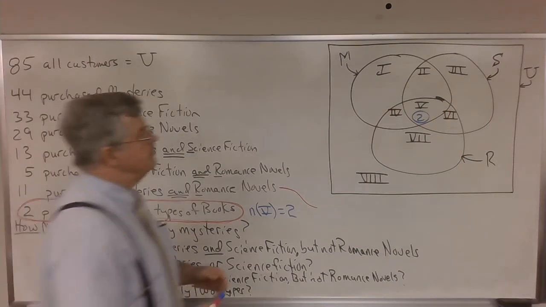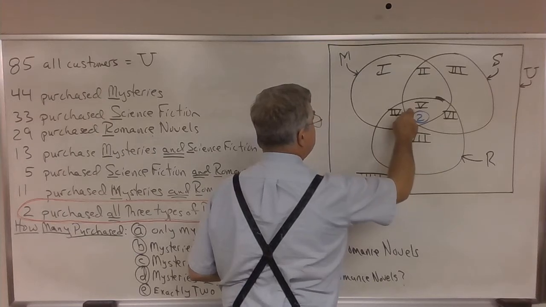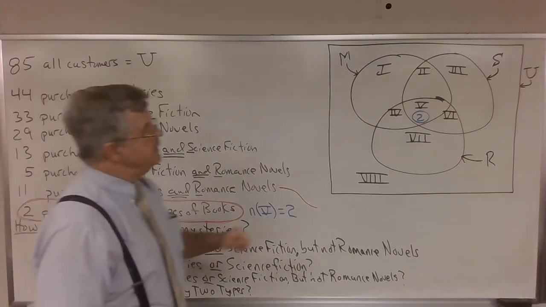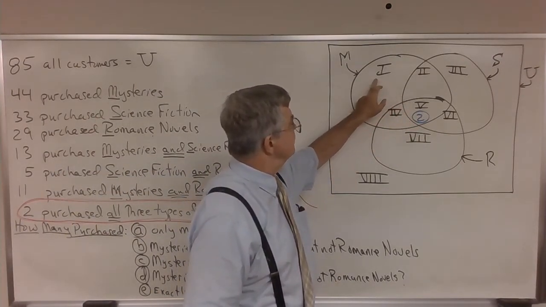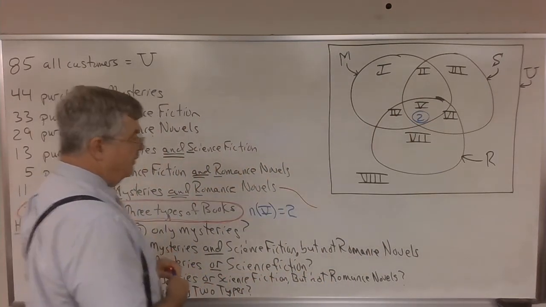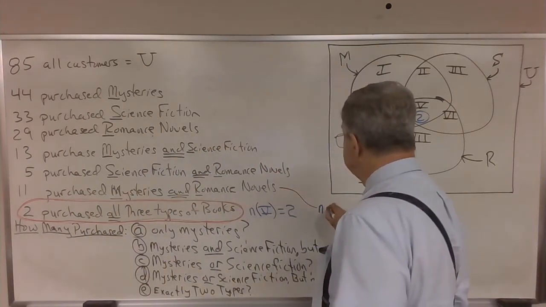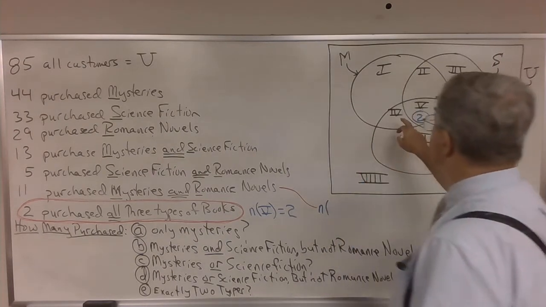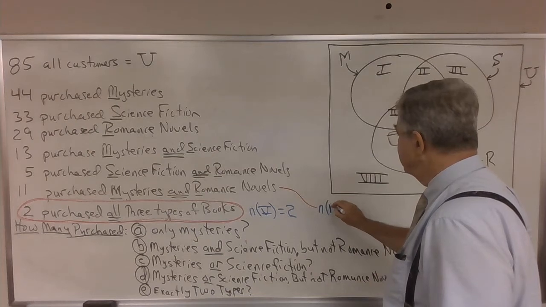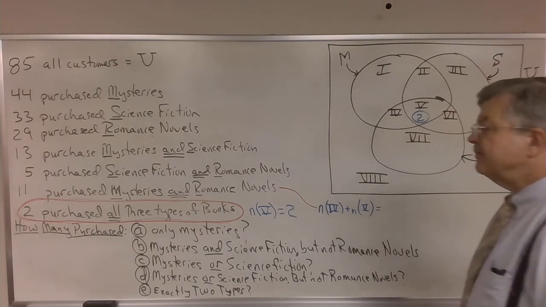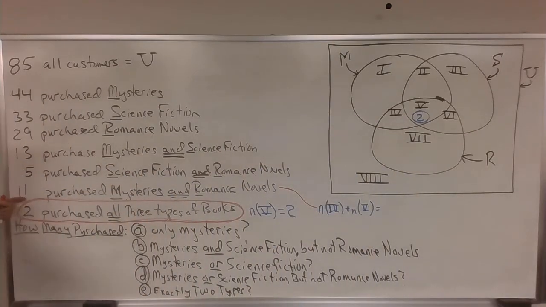The number of people in region 4 and region 5 is 11. People in region 4 and region 5 purchased mystery novels and they purchased romance novels. So here's what I'm going to write. Number of people in set 4 plus number of people in set 5 is equal to 11. They purchased mysteries and romance novels.